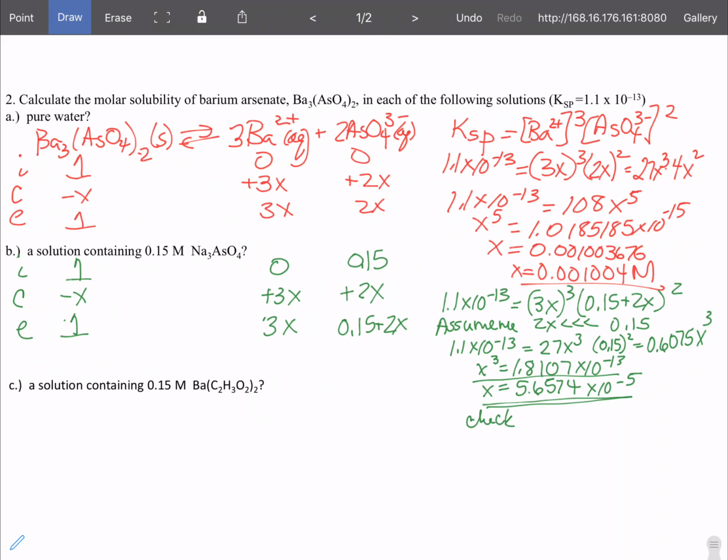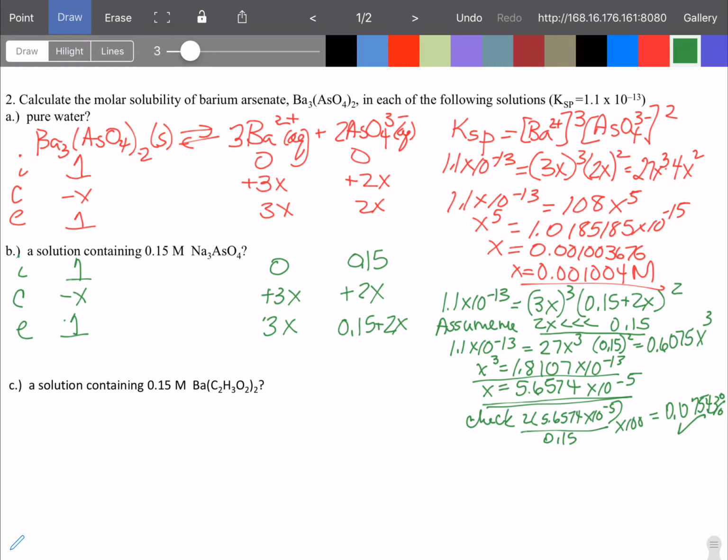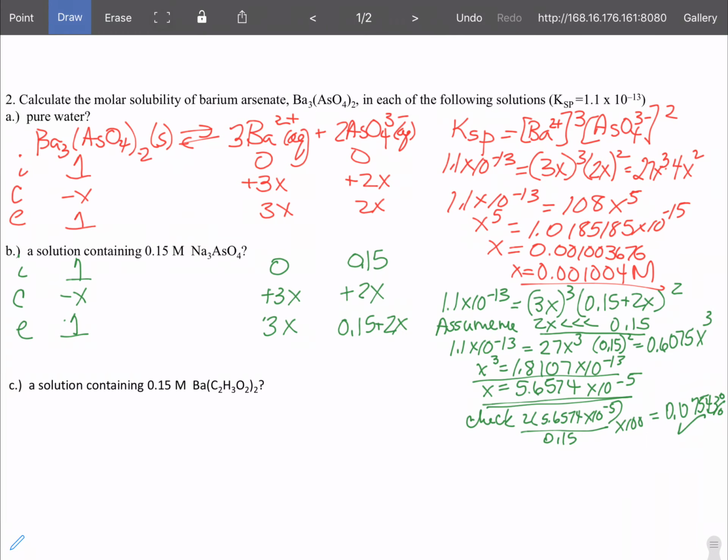So what we're going to do is 2 times 5.6574 times 10 to the minus 5th, because we assumed that 2x was much less than 0.15, divided by 0.15 times 100 is equal to a whopping 0.07543%. Therefore, my assumption is valid. Okay? So that brings us to the third problem, which is where we have the common ion of the barium.